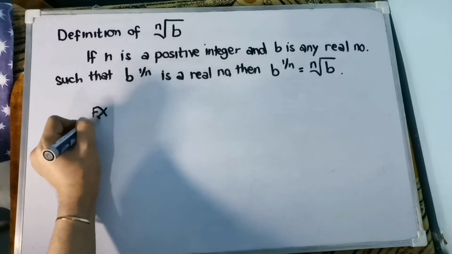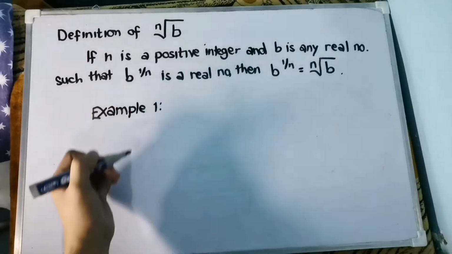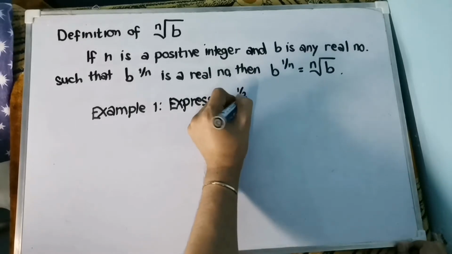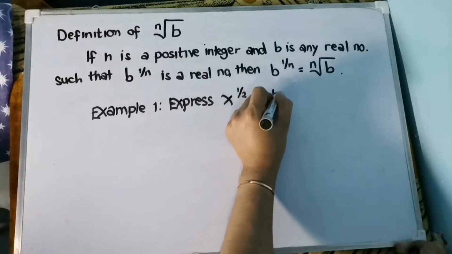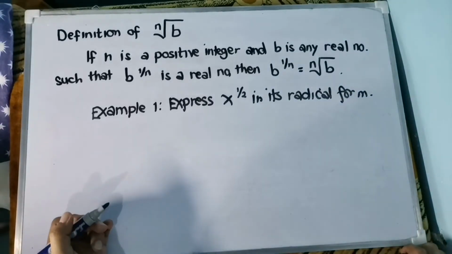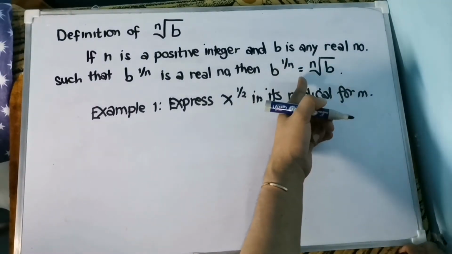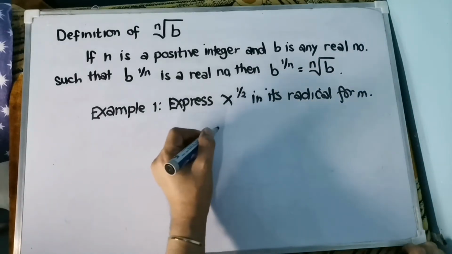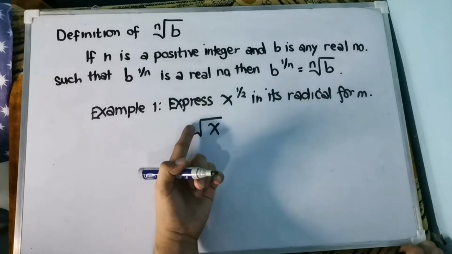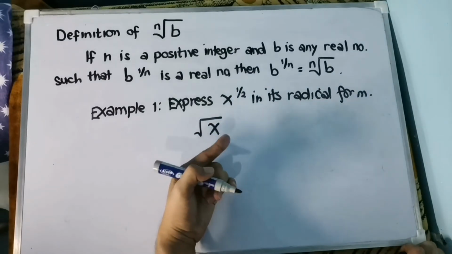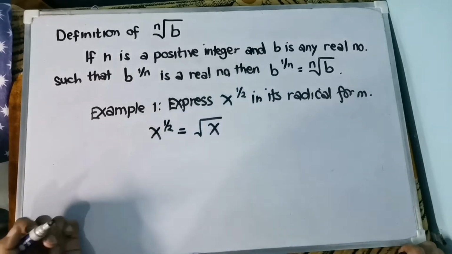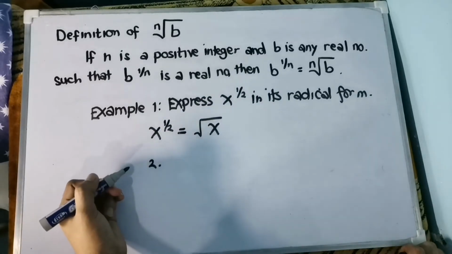Let's say we have here example 1. We are going to express x raised to 1 half in its radical form. So we can make use of the concept b raised to 1 over n equals n root of b. So we have here x, so square root of x. No need to put the index 2, which simply means the square root of x. So meaning to say that x raised to 1 half is equal to square root of x.